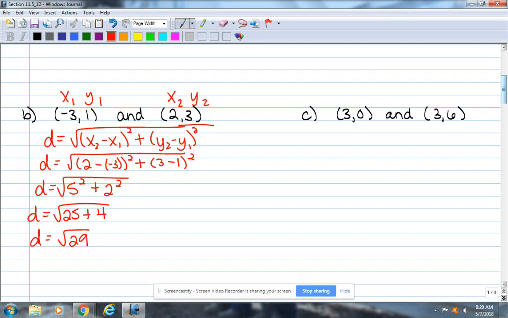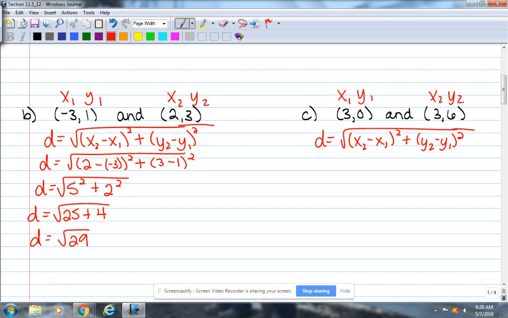All right, let's do it again. This time between the points (3, 0) and (3, 6). D equals big radical, x2 minus x1 squared plus y2 minus y1 squared. Why do you think I'm writing the formula every single time? It helps me memorize it. All right. So here's x1, here's y1, here's x2, here's y2.